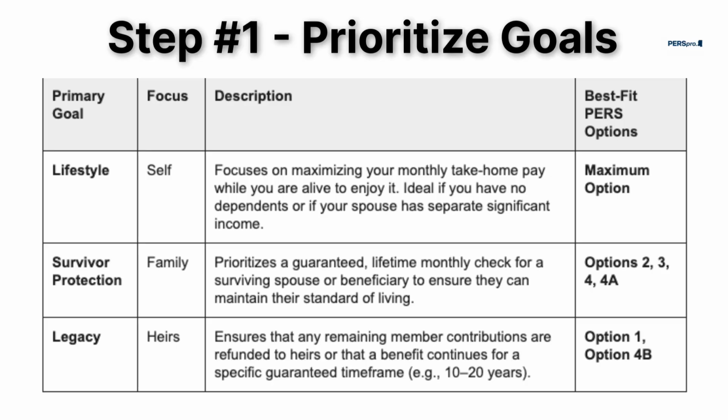Survivor protection, family focus. If your spouse or children depend on your income to pay the bills, your goal is survivor protection. Options 2, 3, 4, or 4A are joint and survivor annuities. You accept a lower check today in exchange for a guarantee that your beneficiary will receive a check for their entire life after you pass. Legacy, heir focus. If you want to ensure that a pot of your benefit goes to your children or a trust in the event you pass early, you might prioritize option 1 or option 4B.